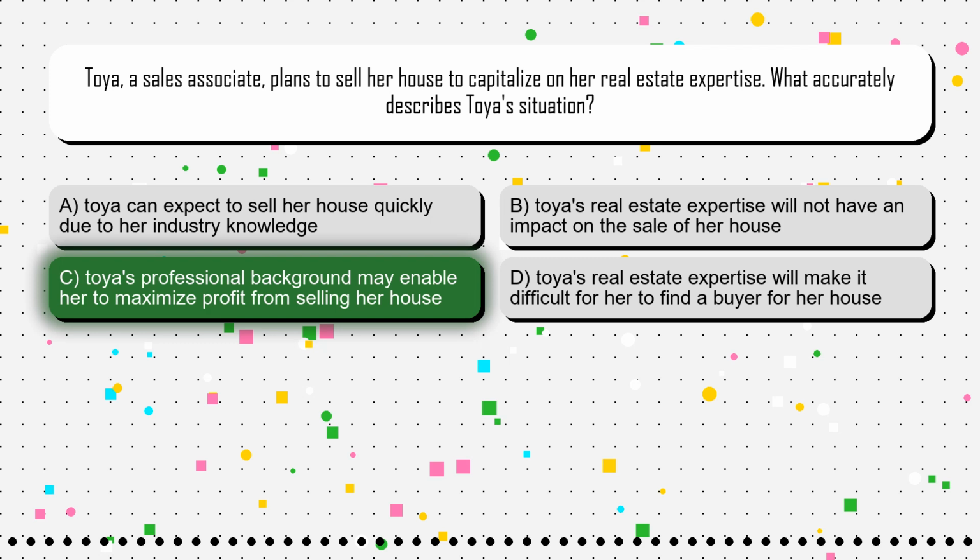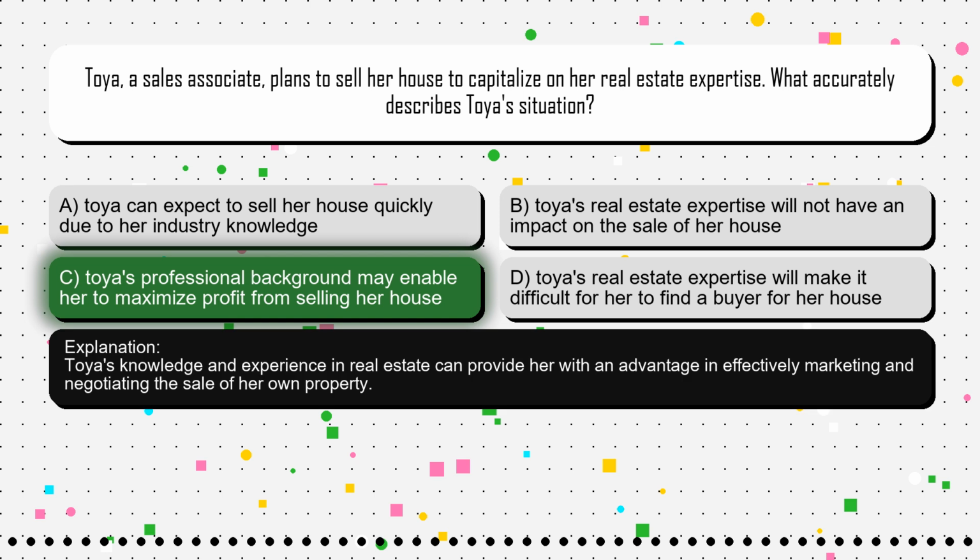The correct answer is option C, Toya's professional background may enable her to maximize profit from selling her house. Toya's knowledge and experience in real estate can provide her with an advantage in effectively marketing and negotiating the sale of her own property.